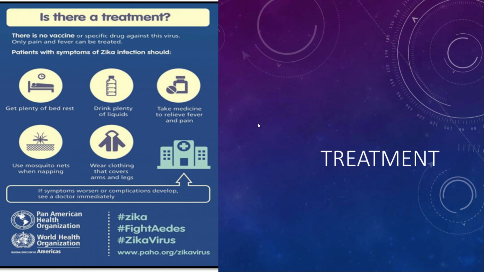Treatment. Get plenty of rest, drink plenty of fluids to make sure you don't get dehydrated, and take medicine to relieve pain and fever, especially Tylenol. Use mosquito nets when napping. Wear clothing that covers arms and legs. And do not take aspirin and other non-steroidal anti-inflammatory drugs, NSAIDs, until dengue fever can be ruled out to reduce the risk of bleeding. If you're taking medicine for another medical condition, talk to your healthcare provider or doctor before taking any additional medicine.